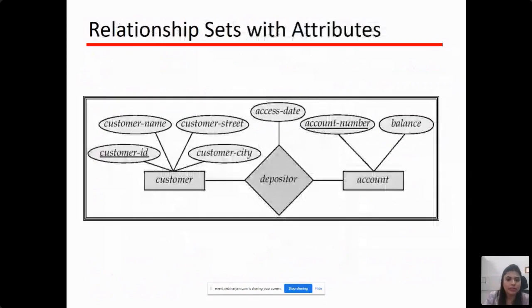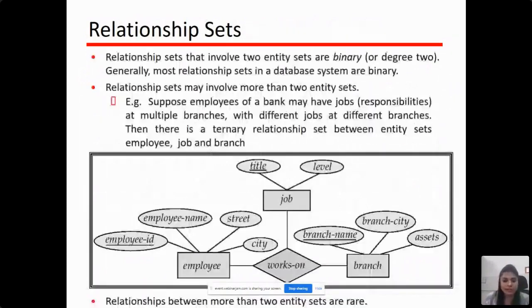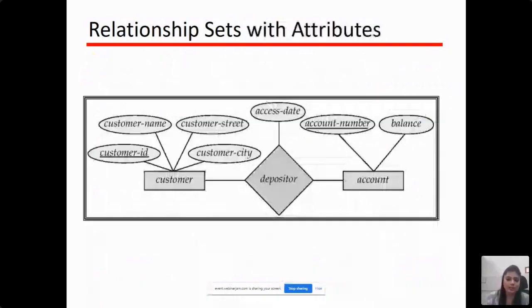So this is how we have represented access date. We have given it as the attribute, and access date will serve for the depositor and for the withdrawal also. We can use the same attribute. But yes, the relationship should be clearly specified, whether the customer is depositing or withdrawing.